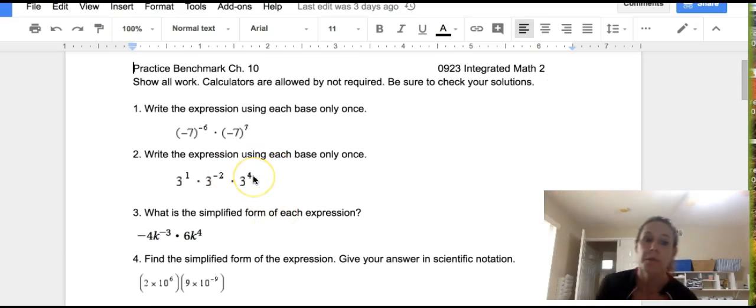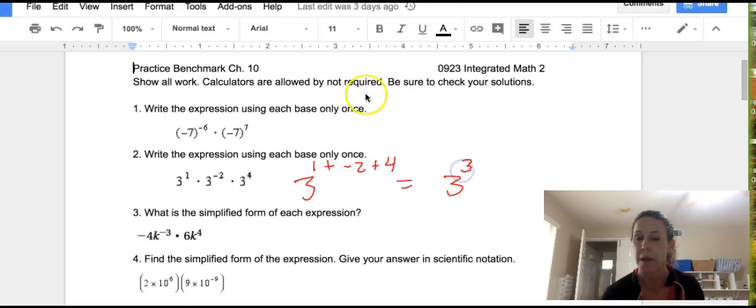All right, number 2 is the same property. We have the same base. We have 3 different values here with the same base. So let's go ahead and use our property, same base, we add exponents. So this is going to be 3 to the 1 plus -2 plus 4 power. Well, 4 minus 2 is 2, and 2 plus 1 is 3. So I'm going to leave this as 3 to the third power. Even though I did finish this one out, they want us to write the expression using the base only once. So we leave it as 3 cubed. You don't need to finish that and write 27. That's how we want our answer to be finished.